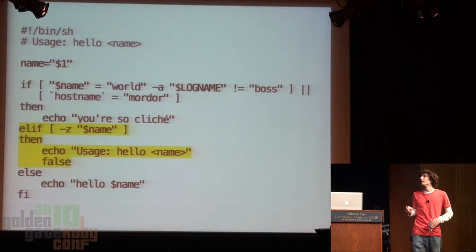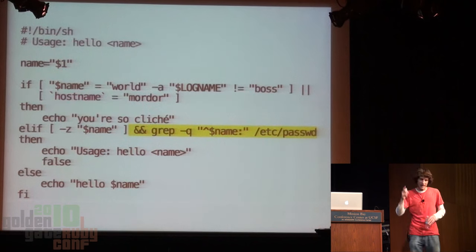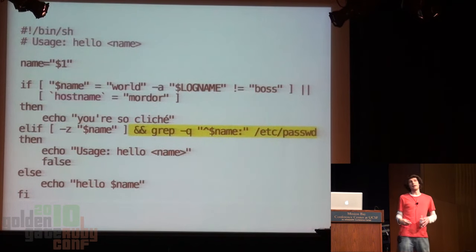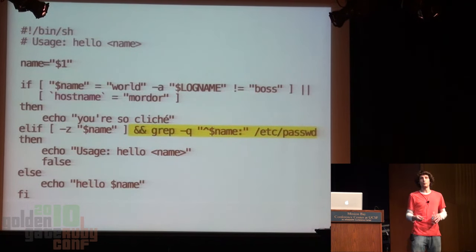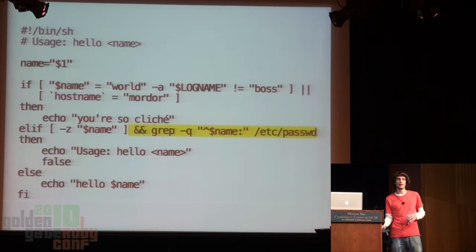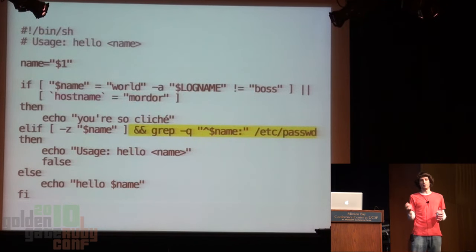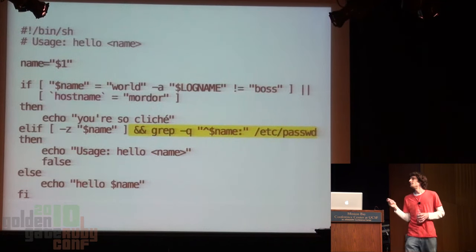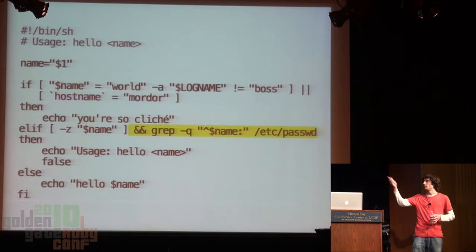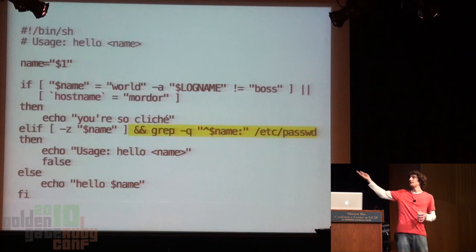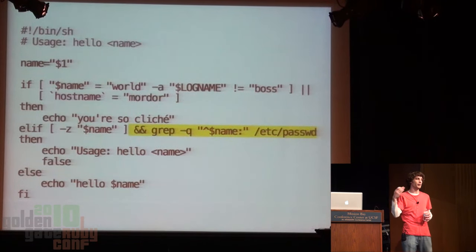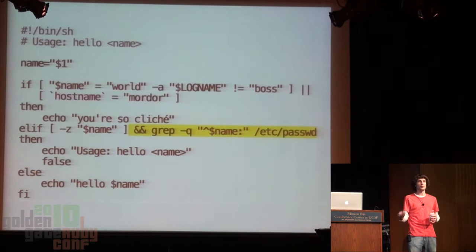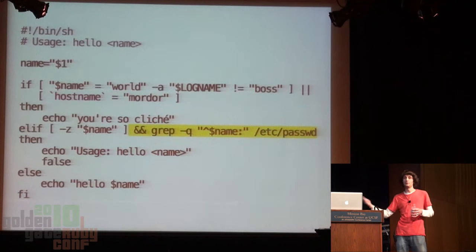But let's keep going. So now, let's say the boss comes in again, and he's like, I really don't like this whole thing where you can say hello to just anybody. I'd rather it be that if they don't have an account on the machine, then you shouldn't be able to say hello to them. And you're like, OK, whatever, go ahead and add that. So you check the /etc/passwd file to make sure whoever you're saying hello to actually is a person on this box. And if not, you fail.